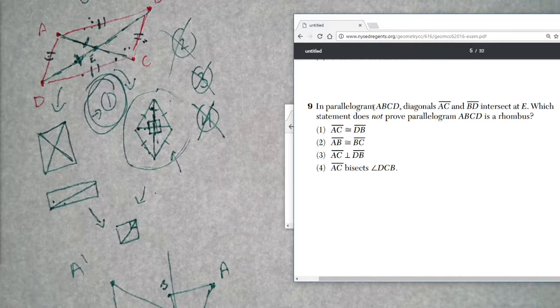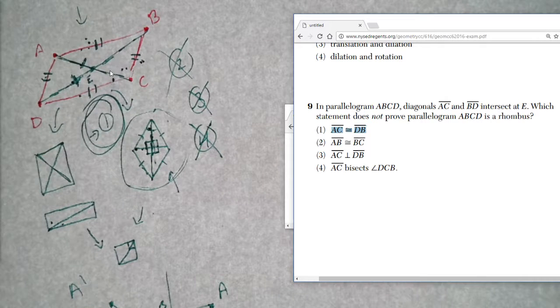In parallelogram ABCD, diagonals AC and BD, and so on. Which statement does not prove that parallelogram ABCD is a rhombus? That would be the fact that if I had the two diagonals equal, AC and BD, that's not enough to show me that I'm a rhombus. So the correct answer here is indeed number 1.